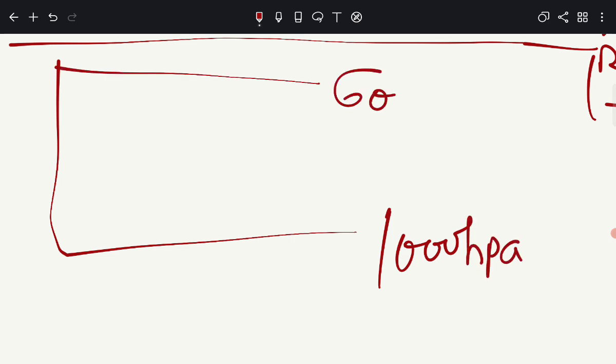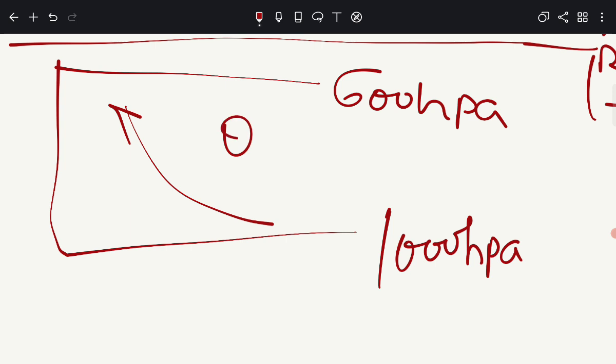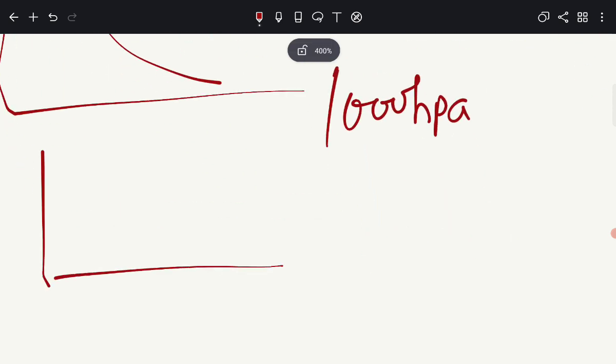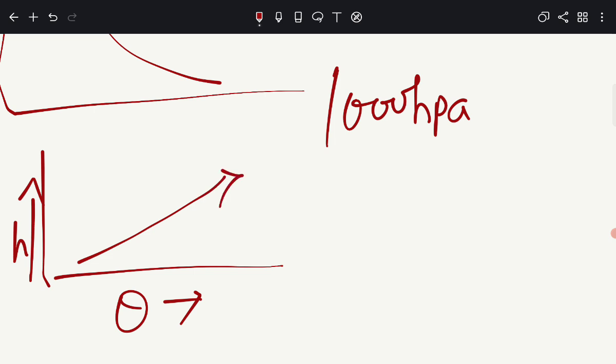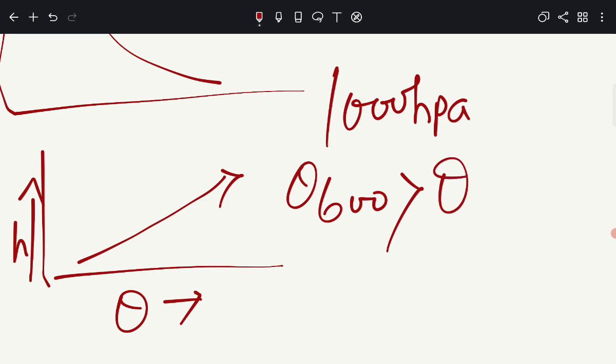What we understood is that as we go up, our theta is increasing. So if this is theta and this is height, it will go up. In normal conditions, theta at 600 hectopascal will always be greater than theta at 800 hectopascal. That we understood so far.